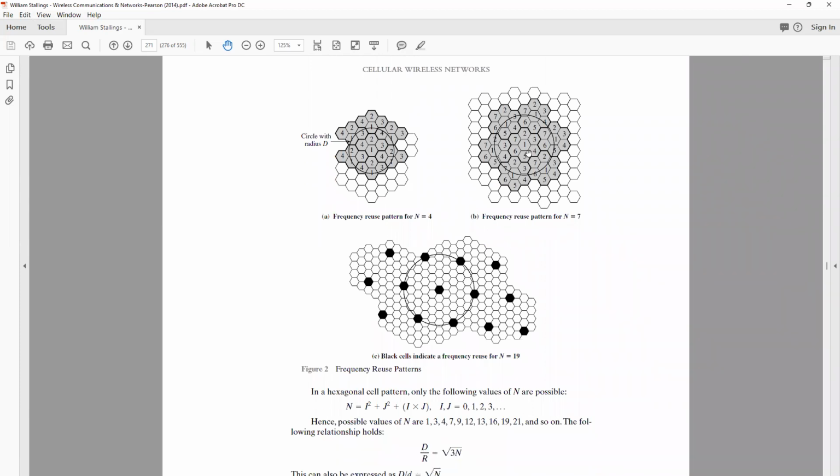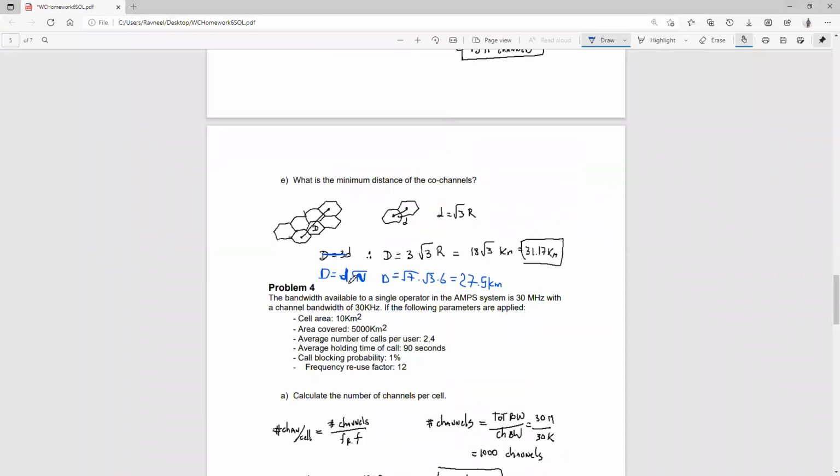Now, if we need to find the distance between one channel and its co-channel, the corresponding channel in the neighboring cluster, the distance between one in this particular cluster and one in that cluster is given by this particular formula, D times root of N. N is the cluster size or the frequency reuse factor. So this formula written before is actually wrong, so let's omit it. Basically D is equal to root 3 times R.